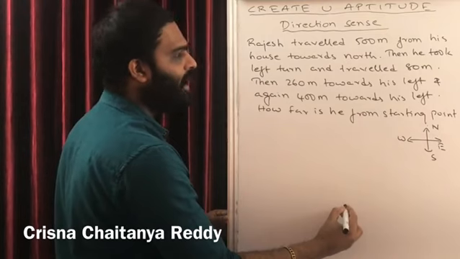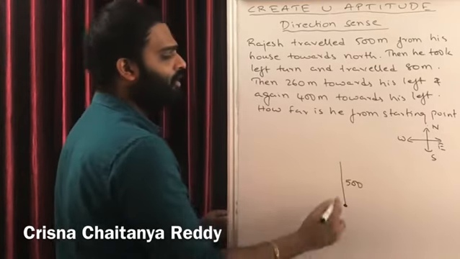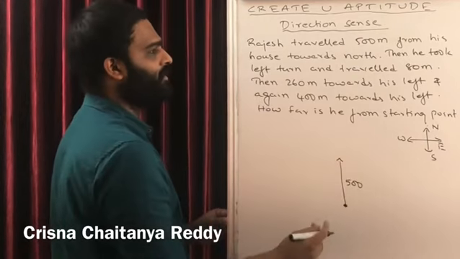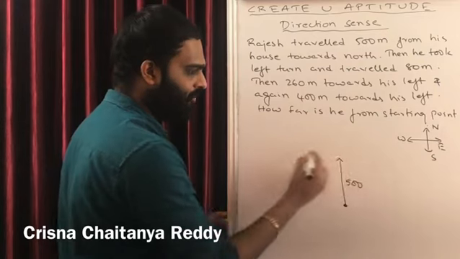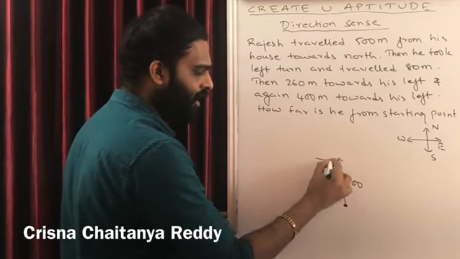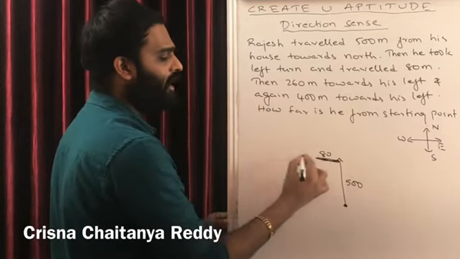I will start here and I will say he travelled 500 meters. So let me put 500 meters towards north. So he is facing this direction. Then he said he took left turn and travelled 80 meters. Left is his left, that means this turn, and he travelled only 80 meters. So this will be a small line, that is 80 meters.